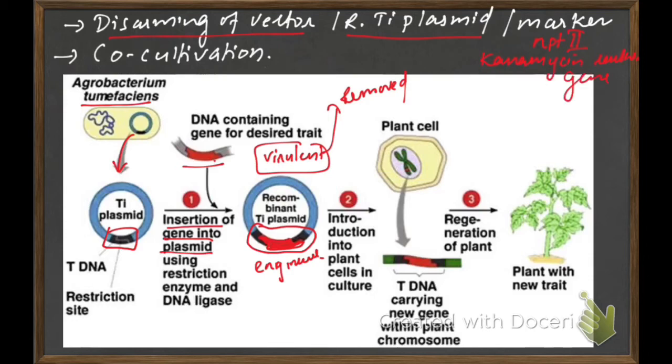Now the second step of this process is co-cultivation. That means we take out the tissues which are grown in plant cell culture, and the tissue and Agrobacterium which contains the recombinant Ti plasmid vector are grown together. We take the plant cells, and to them we make some damage. Why do we create some damage? So that the bacteria can easily infect. This is known as co-cultivation.